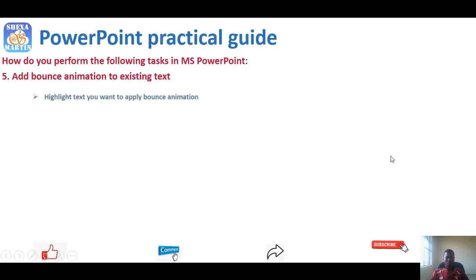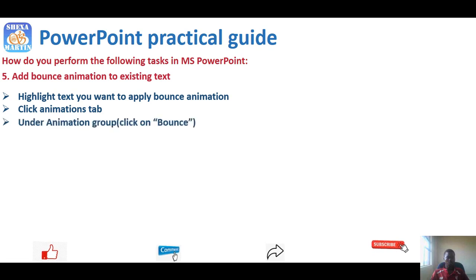Right, so highlight the text you want to apply bounce animation to, then click the animation step, then next you enter the animation group, you click on bounce, then that's done, you are done. Let slides 3 and 4 start automatically.